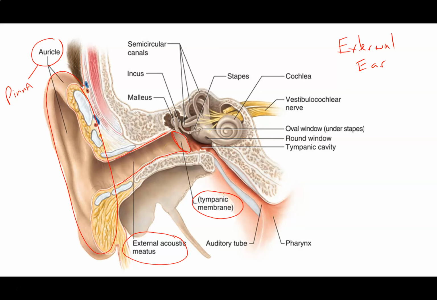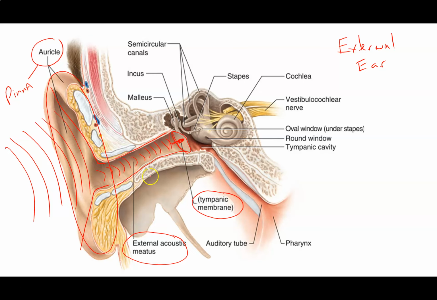Before we move on to the middle ear, just some functional things that are going on here. The external ear is involved only with the collection of sound. It doesn't have anything to do with equilibrium. Basically, when sound waves travel through the air, they are collected by the pinna, which acts like a funnel, directing those sound waves down into the external acoustic meatus. At the end of the external acoustic meatus, these sound waves hit a dead end, which is the tympanic membrane, and the sound waves are going to push on the tympanic membrane.